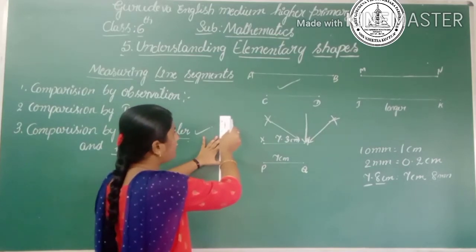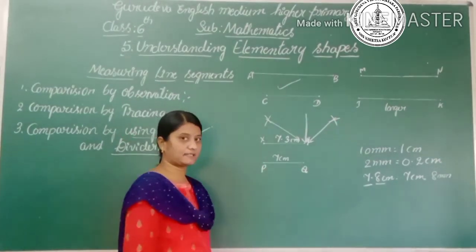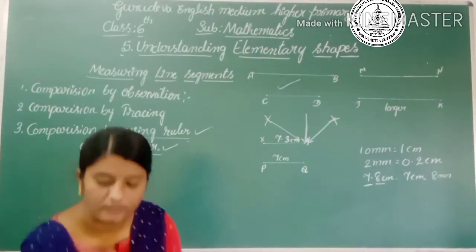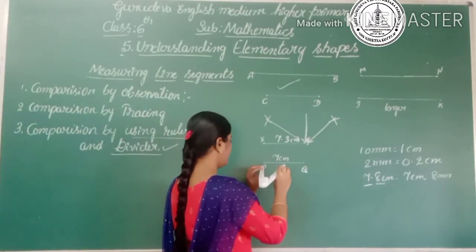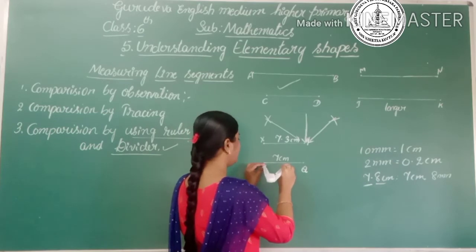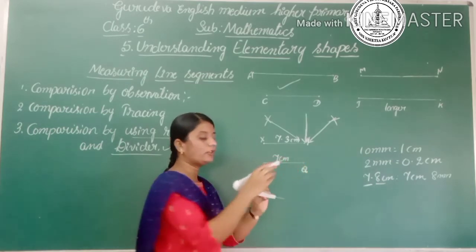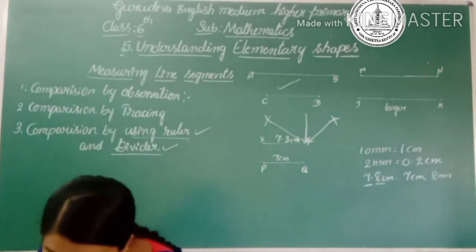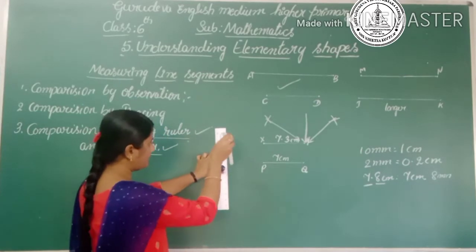Yes, here the length of the line segment is 7.3. Compare the other line segment. Here, open the divider and keep one of the sharpened points at P and at Q. Okay. Then, without disturbing the divider, just keep the ruler here and measure.